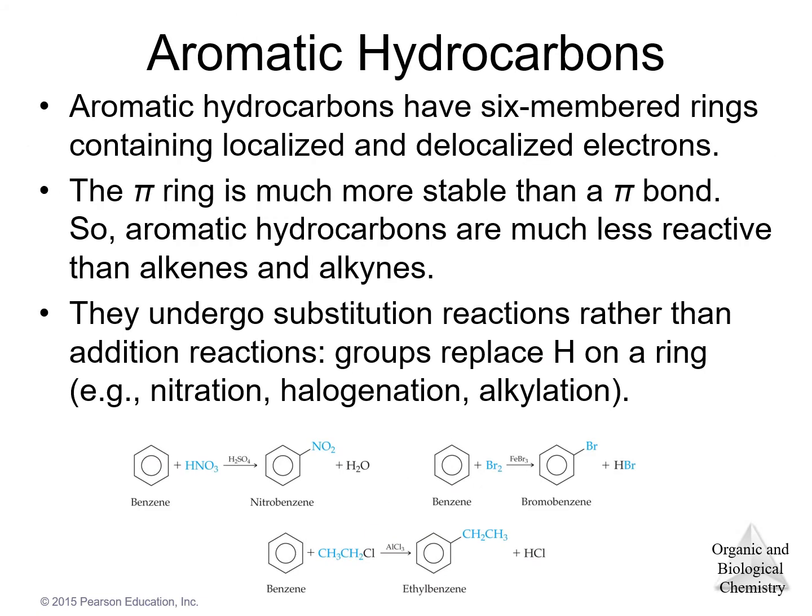Now, your aromatic hydrocarbons, this is dealing with benzene. They have a pi ring. It's more stable than the pi bond. They're much less reactive, but they undergo substitution reactions, not addition reactions. So that's what happens to them. So you can do nitration, halogenation, alkylation, there are different ones for that.